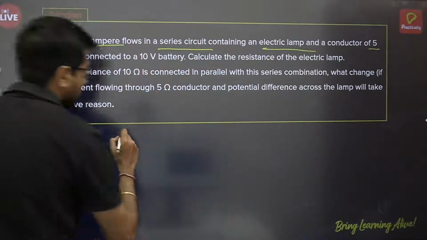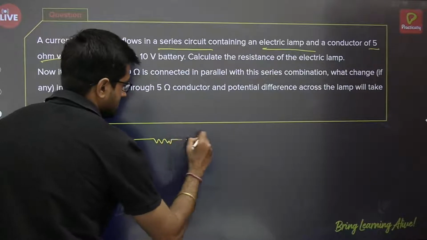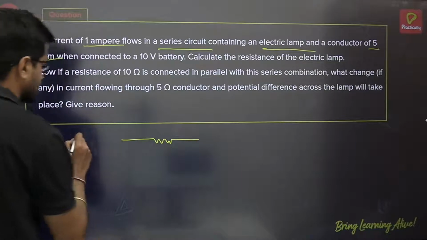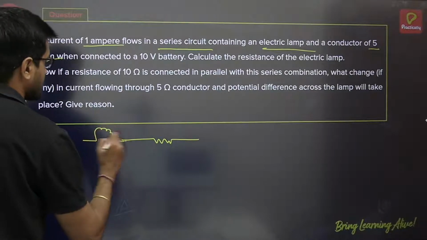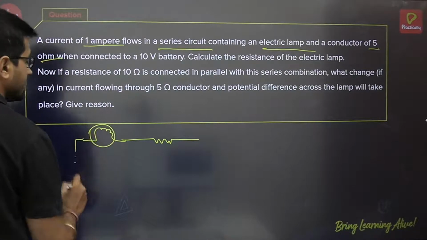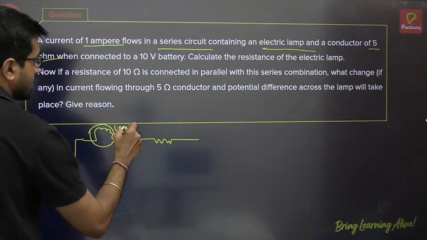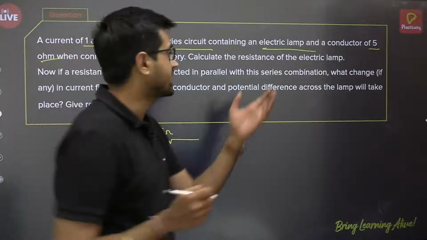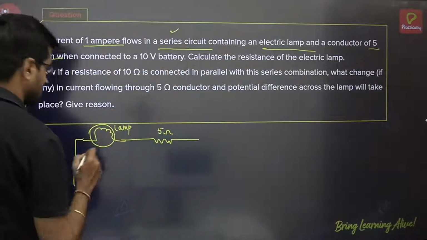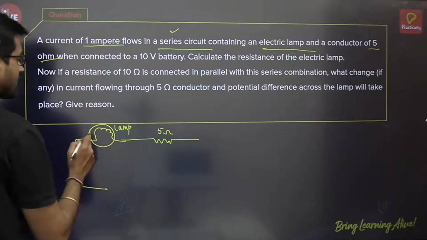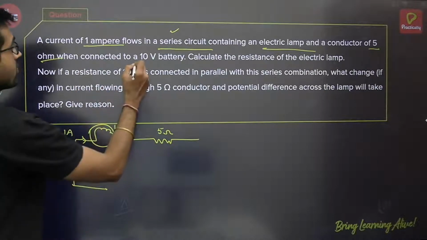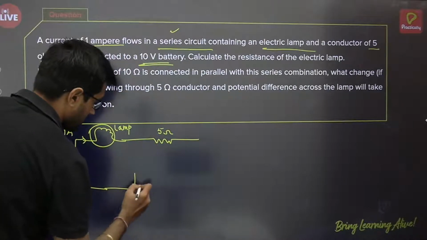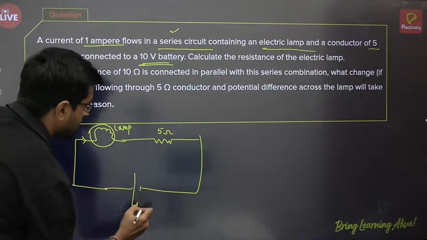The first device is an electric lamp. The second is a resistor, by the way. So let me make a lamp, and there is a resistor of 5 ohm. They are connected in series, and a current of 1 ampere is flowing through it. What's the battery connected? 10 volt. So quickly draw the circuit diagram. Now you will have 10 volt.